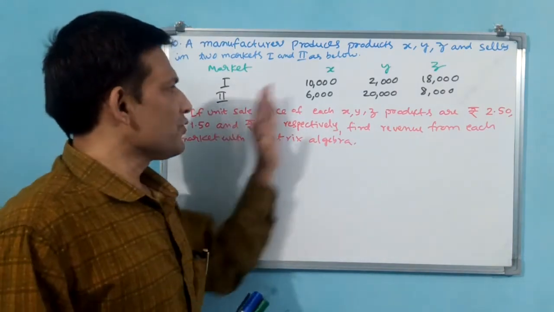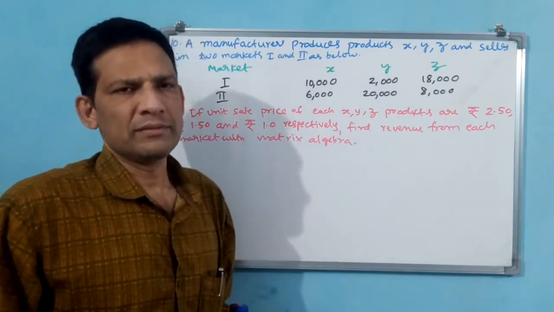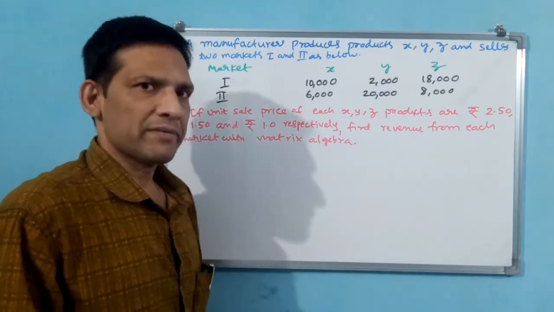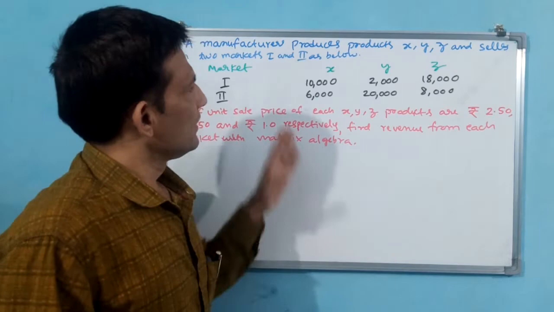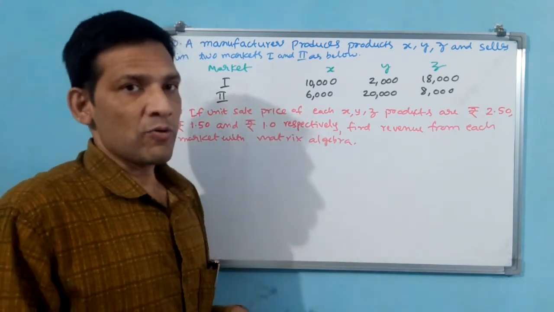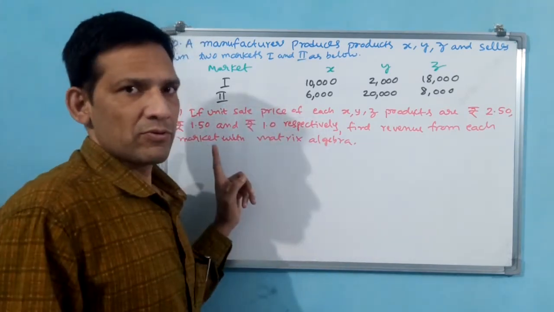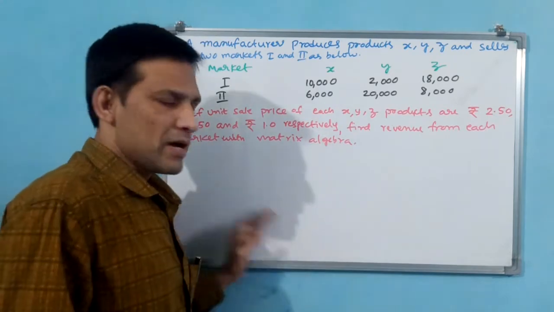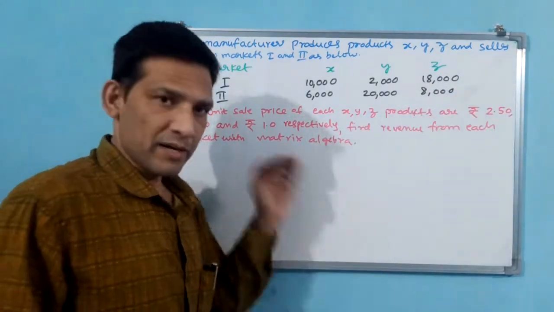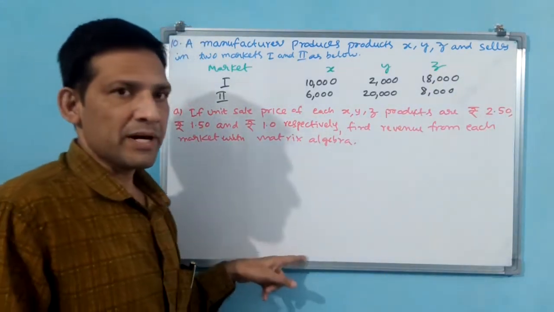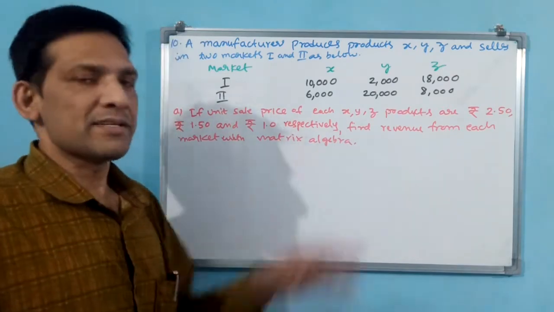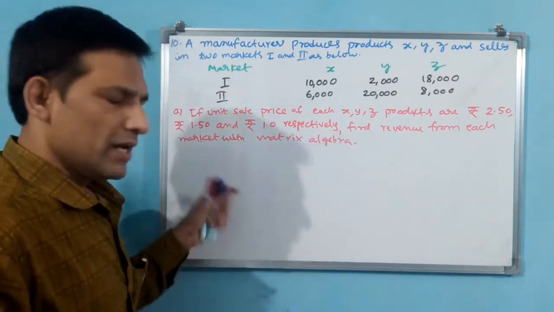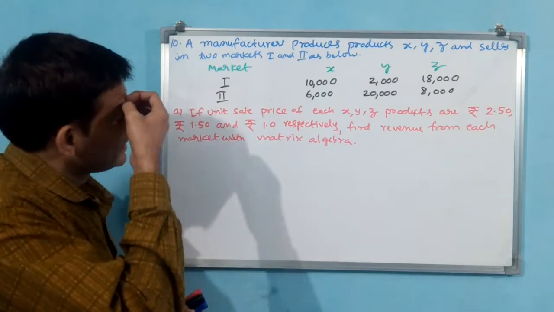Find the revenue from each market by matrix algebra. Matrix algebra we can do easily. Revenue we have to find. This is the first part only. We will finish the first part and write the answer here. The second part also we will do, because for the second part, the first part's answer is also required. Let us do the first part first.